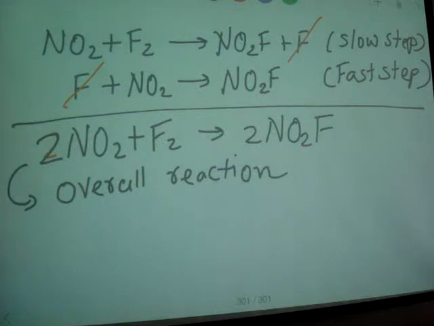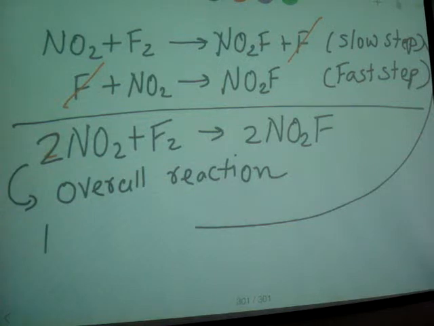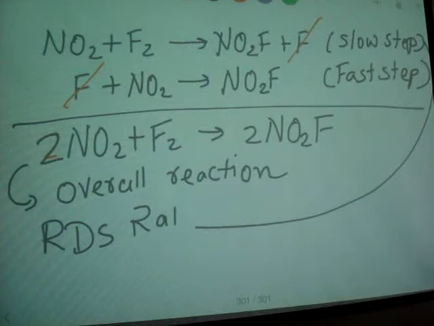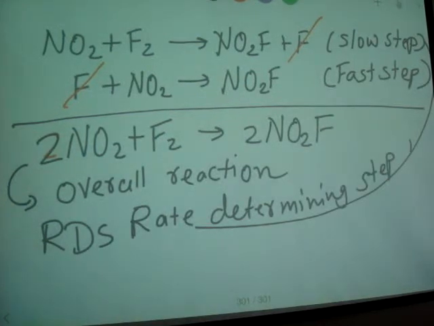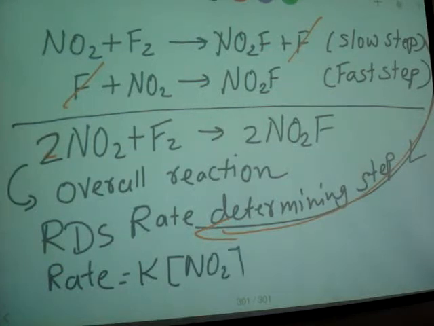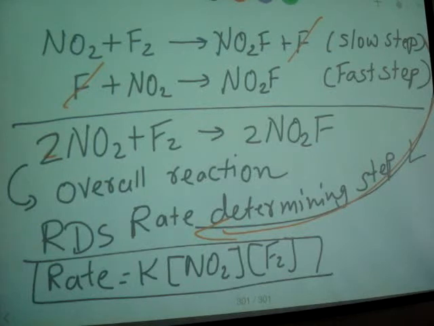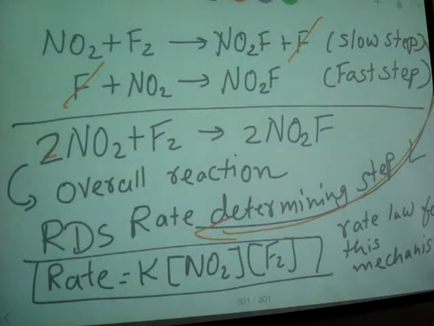Okay. So now, what is the RDS? The slow step is always the rate determining step. Alright, so whenever we write the rate law for this slow step, we can write rate equals k, concentration of NO2 and concentration of F2. So that is the overall reaction rate law for this mechanism.